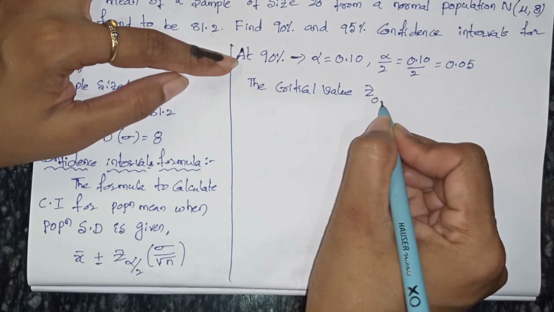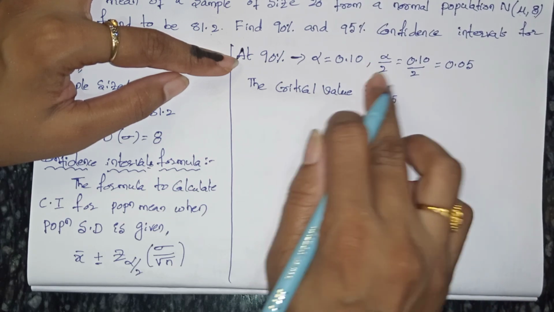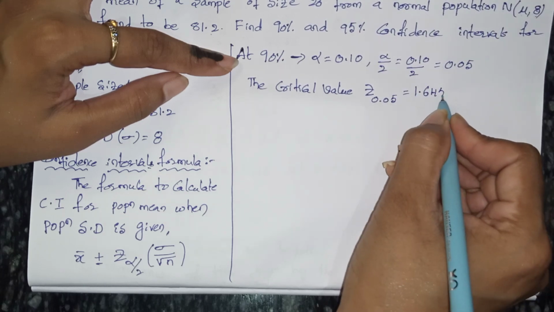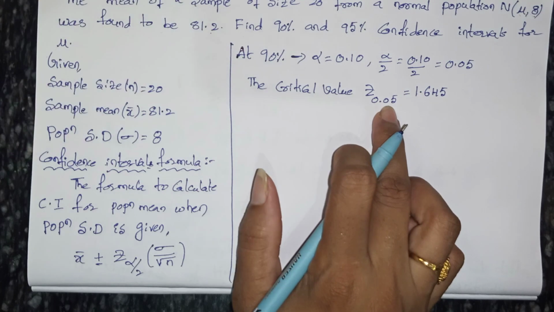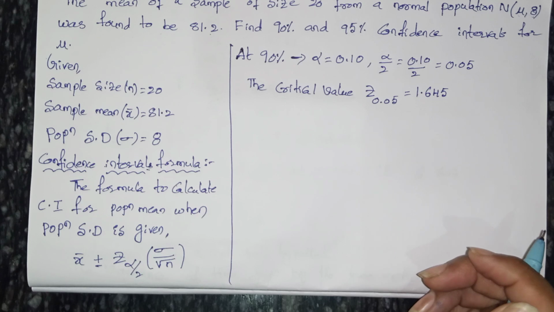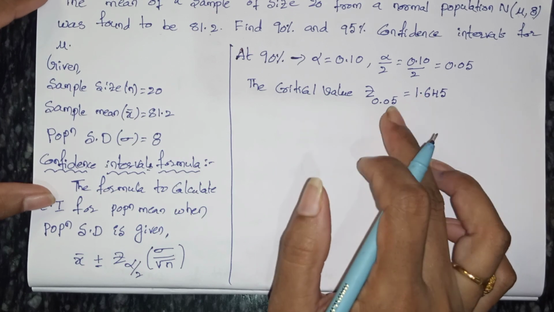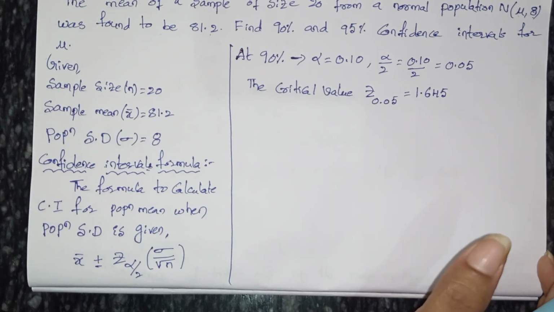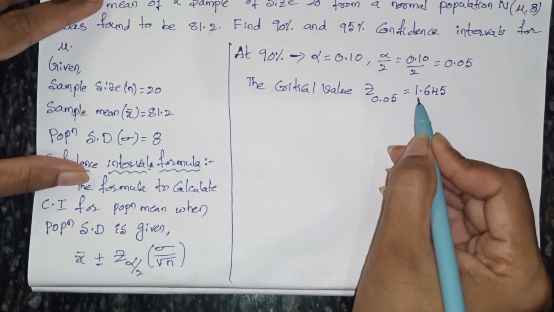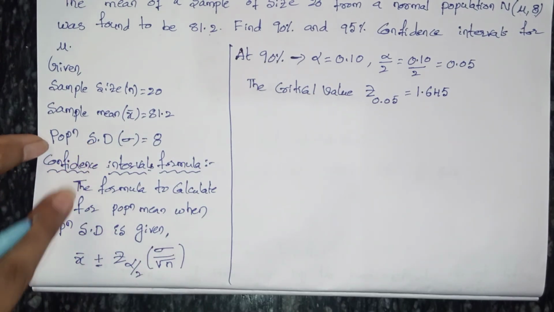So the critical value, that means the table value, z alpha by 2, at 0.05 equals 1.645. Or else we can say this 0.05 as 5% also. Why? Because 5% means 5 divided by 100, which is 0.05. So at 5%, or else we can say 95% also. Why? Because 100 minus 95 is 5%. The table value is 1.645.